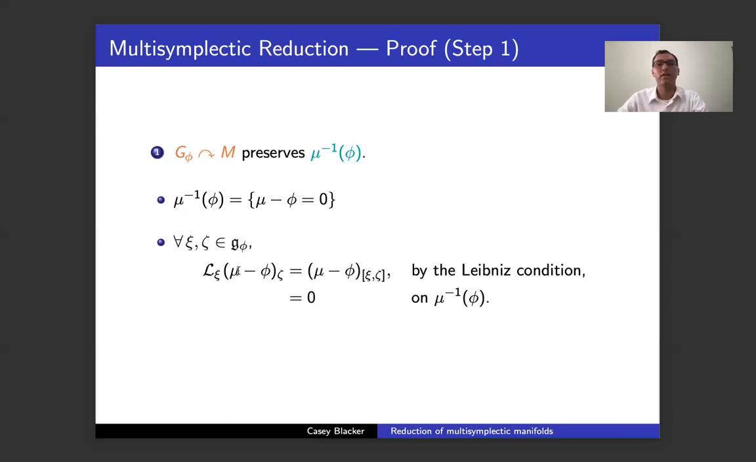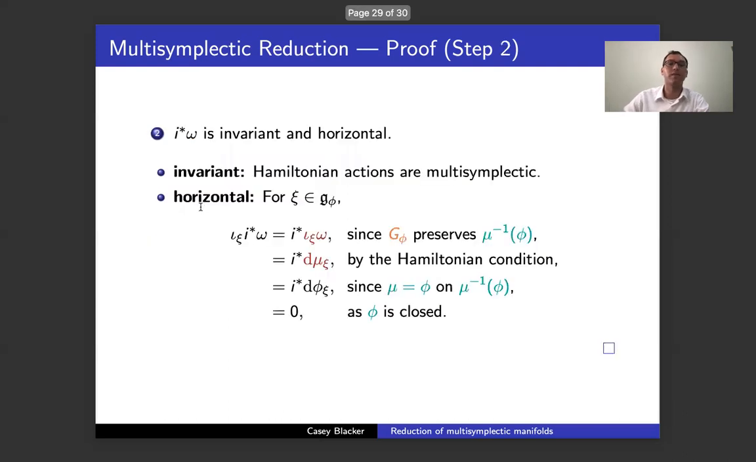So that is to say that mu minus phi contracted with any Lie algebra element xi, as long as xi preserves phi, that first order variation is going to be 0. It's going to vanish. And because we're assuming connectedness, this means that G phi preserves the vanishing set of mu minus phi, which is equivalent to saying that G phi preserves the phi level set of mu.